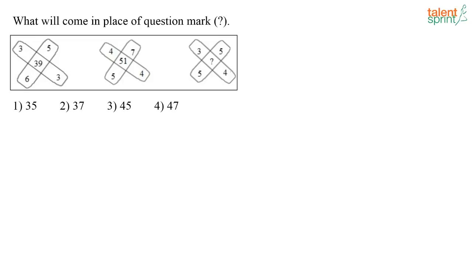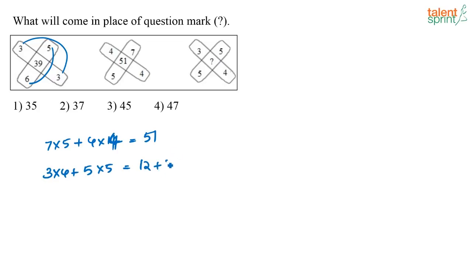What is the answer here? Yes, a lot of you say the answer is option 2. See, 6 5s are 30. 30 plus 3 into 3, 9. 30 plus 9 is 39. Similarly here, 7 5s are 35. 35 plus 4 4s are 16. So 35 plus 16, that is equal to 51. So again, what will come here? 3 into 4 plus 5 into 5, that is nothing but 12 plus 25, which is equal to 37. Correct answer is option 2.